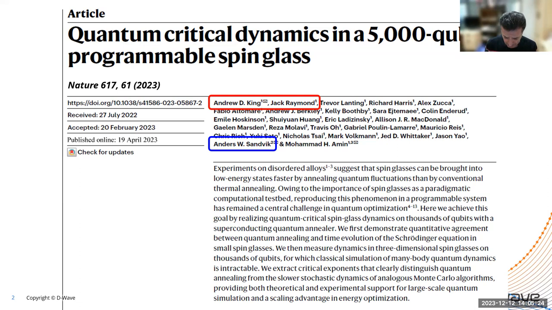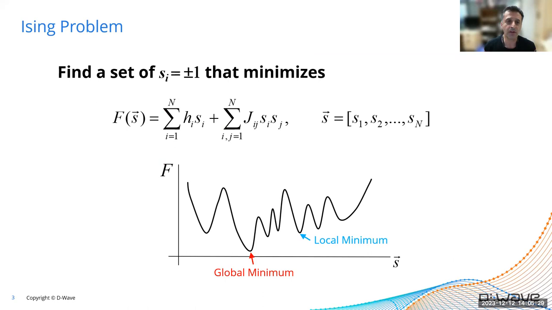First of all, let me tell you what problem we're trying to solve in this paper. The problem we're trying to solve is an Ising problem. For those of you who don't know what an Ising problem is, it's an optimization problem. This is the cost function, which is a function of binary variables Si, which could be plus or minus one. In the case of spin glasses, the coefficients Hi and Jij are random numbers.